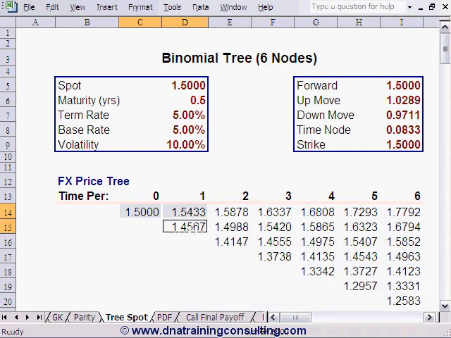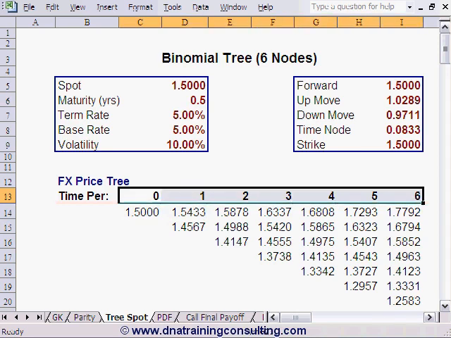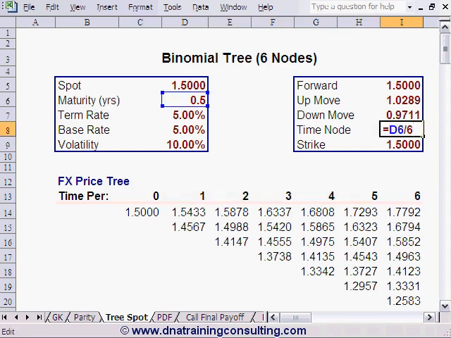This worksheet, Tree Spot, shows the mapping of these paths assuming the 6-month tenor of the option has been divided into 6 intervals, each approximately 1 month long. In practice, the intervals are set to be much shorter, which increases the model's accuracy, but also increases the size of the tree and makes it harder, obviously, to fit into our small screen.